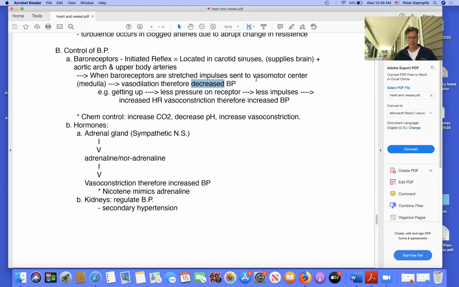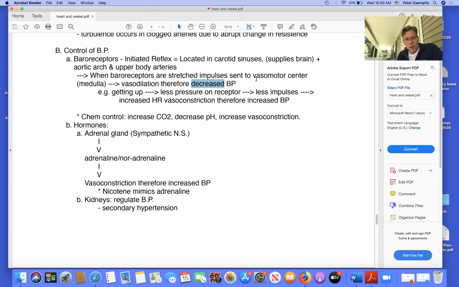Sometimes as you get up, you have less pressure on the receptor, and therefore there's less impulses, right? So there's vasoconstriction naturally. When I get up right now, there's less pressure up here because the force of gravity keeps things down. So immediately baroreceptors are less stretched, send that impulse to the medulla, and vasoconstrict you. So that's the physiology. Other things will cause changes in pressure.